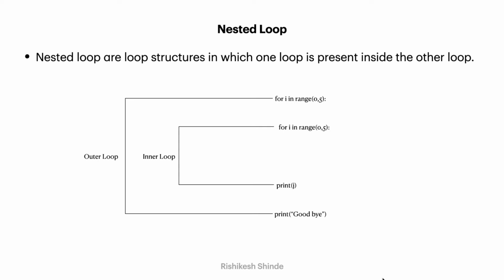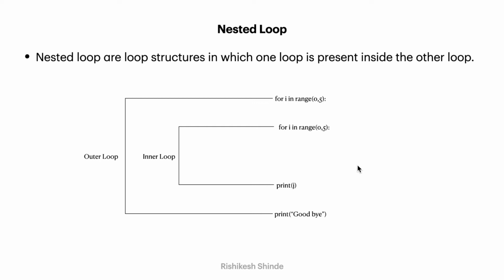For example, here in this diagram, you can see we have an outer for loop, for i in range 0 to 5, and it is printing goodbye. Then we have an inner for loop inside that outer for loop, here for j in range 0 to 5, and printing the value of j.